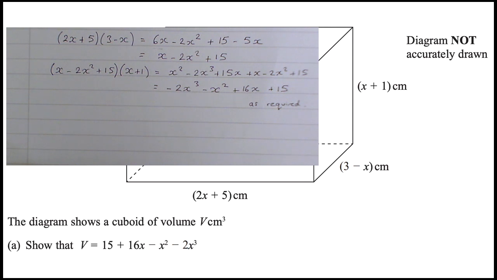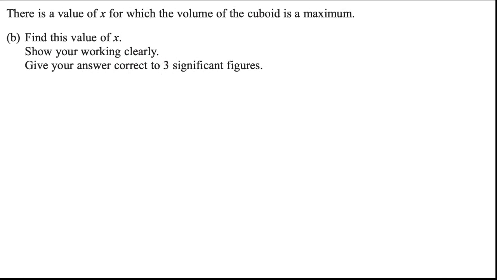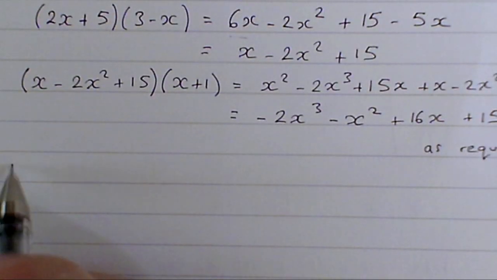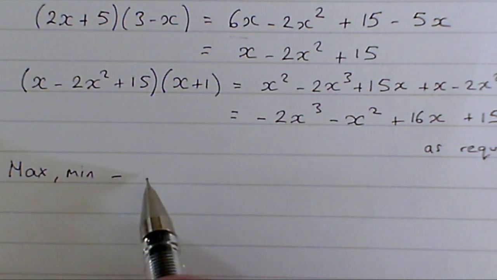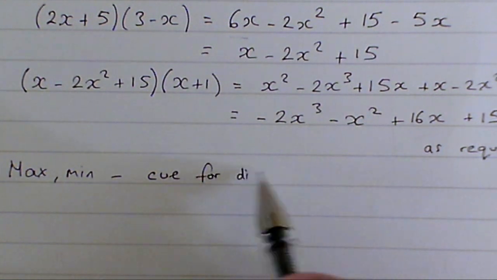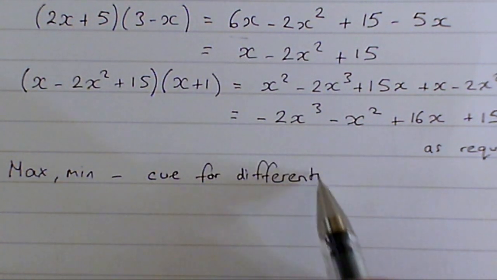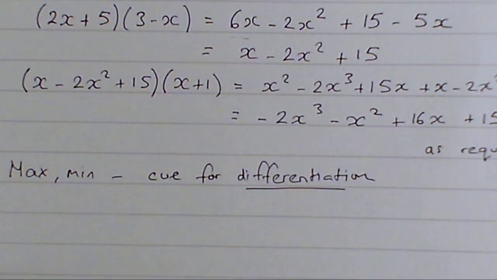So we found the volume of the box, and now they're asking us on the next part of the question to find the maximum value of x that gives the biggest volume. Now, as soon as you see the word maximum, you've got to think of the word differentiating. Okay, the calculus. So what we're going to do is differentiate this expression. If you see the word maximum or minimum, you know this is a cue for differentiation.